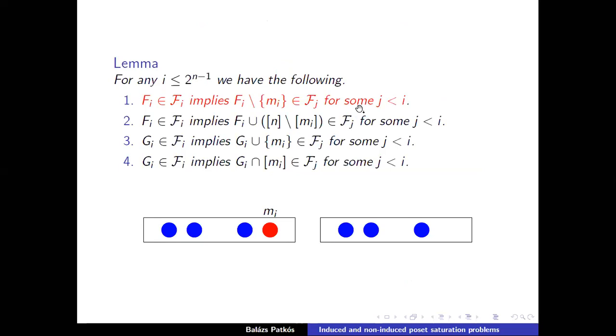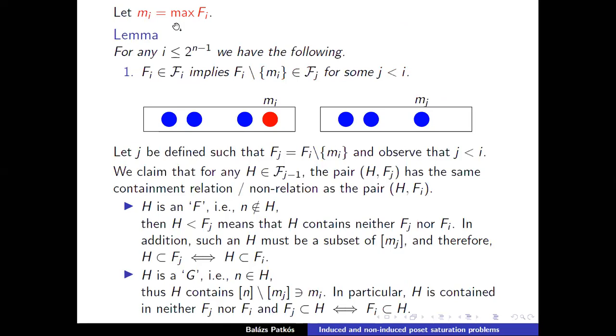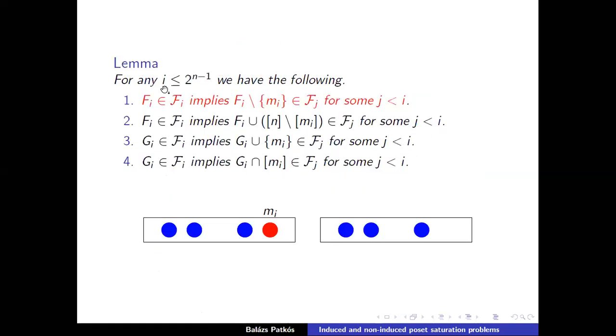So what kind of things are there? Okay, this is important. m sub i denotes the largest element of the set F sub i. So the first statement of the lemma: if I have a set in my family, born in the greedy collects process, it was added, and this is its maximum element. Then if I remove this maximum element and obtain this other set, that was also added before. This is the first statement.